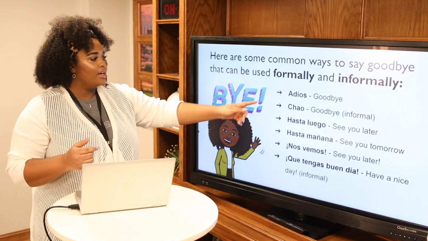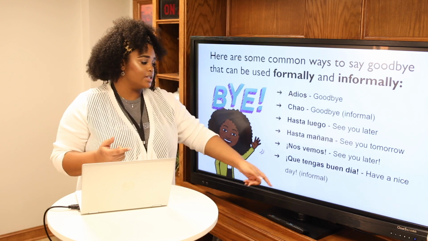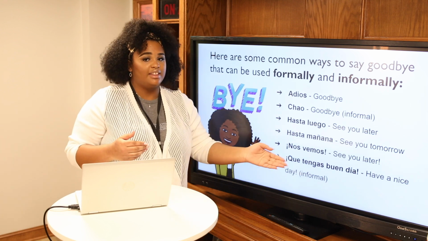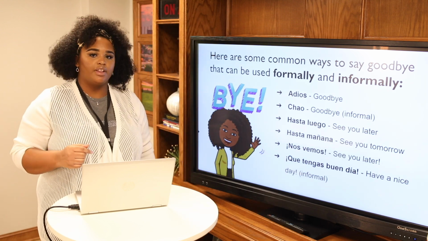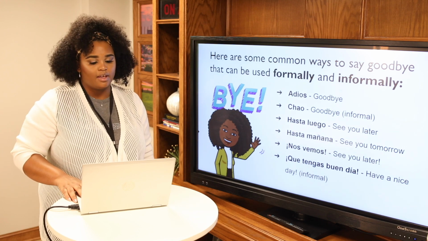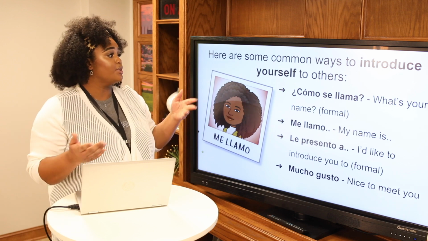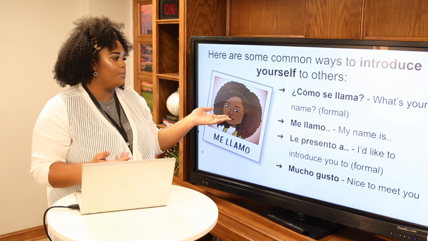But to go back, any of these options will work for your classmate or for your students. So the only thing is you may change que tengas to que tengan, but that's another topic for another day. So these work perfectly fine for ways to say goodbye. So let's move on to my next topic, which is how you can introduce yourself to other people.